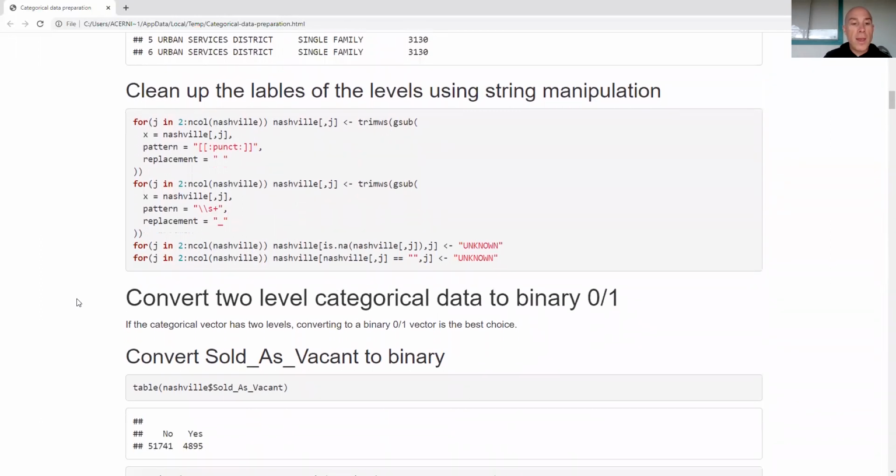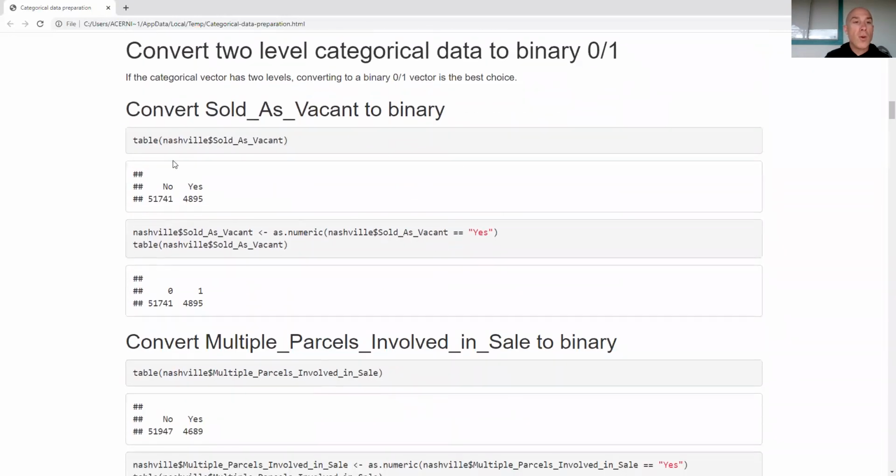All right, so now let's go ahead and convert to binary. So here, sold as vacant has no or yes, and here are the numbers. So we can see that maybe about 10%-ish of it is yes. And so I'm going to convert it to numeric.